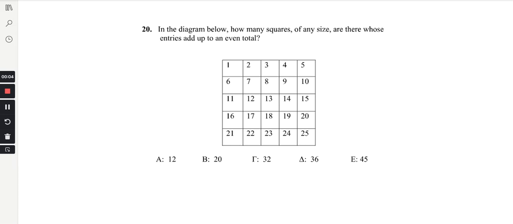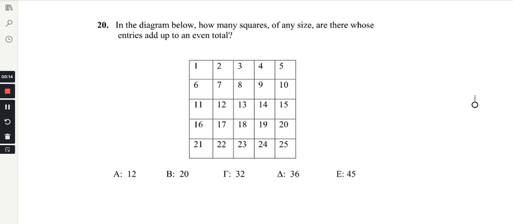Today we're going to be doing more of the 6th Cyprus Mathematical Olympiad. This is question number 20. In the diagram below, how many squares of any size are there whose entries add up to an even total? Alpha 12, beta 20, gamma 32, delta 36, or eta 45.